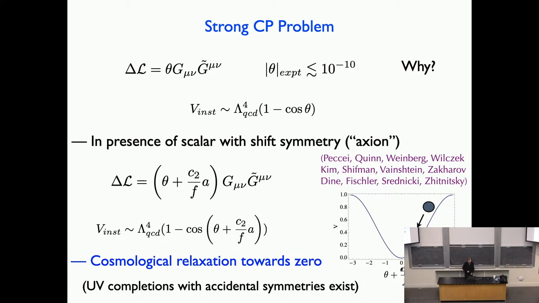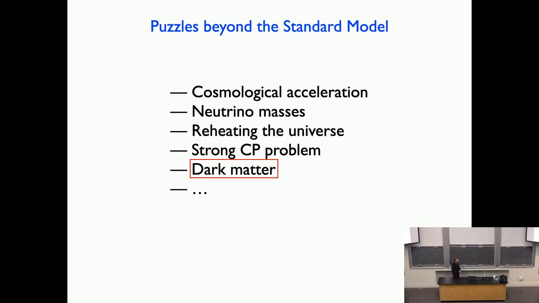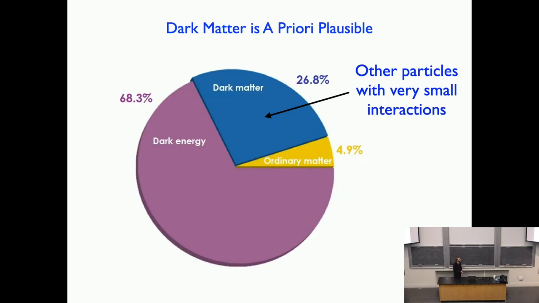Now let me say something then about dark matter for the remaining part of this talk. So again, I think this philosophy suggests that there being particles in the universe that have small interactions with the standard model is a priori plausible.